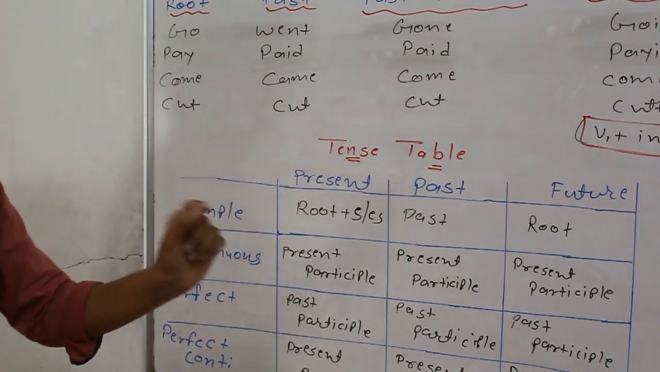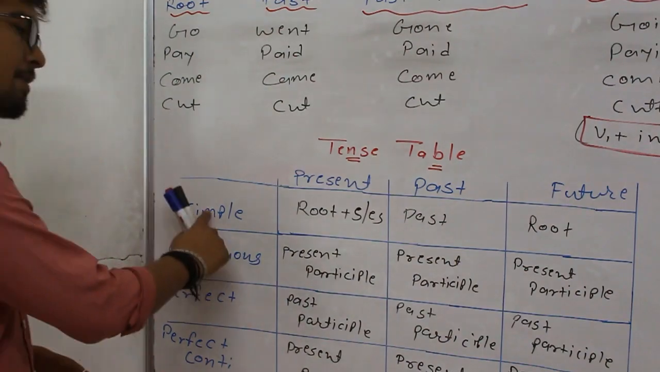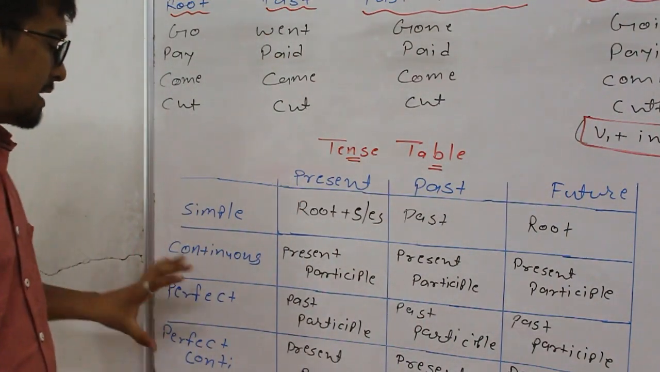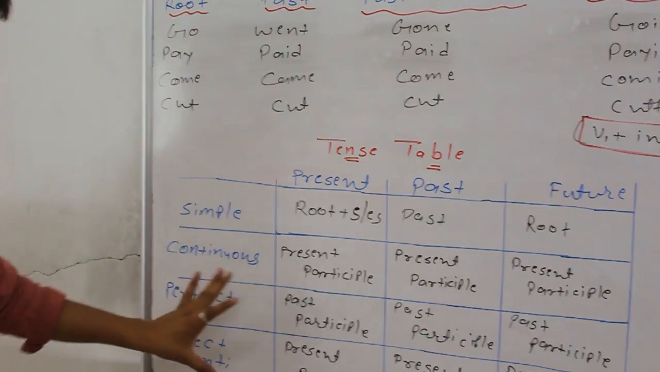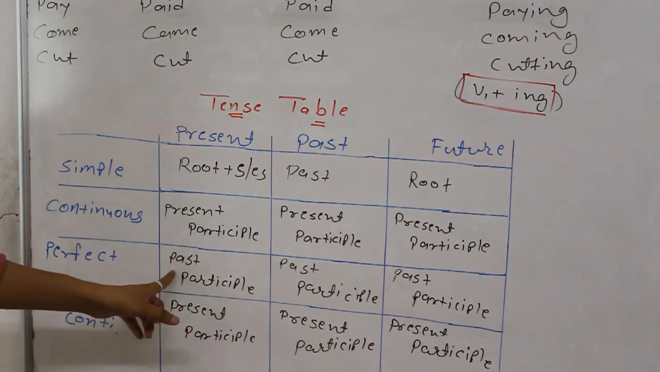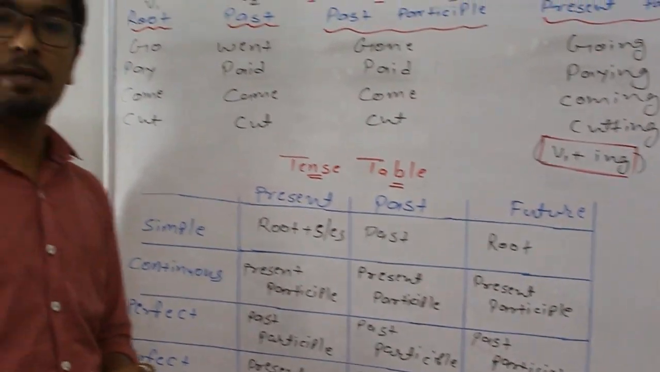So there is only one place to use the past form, and there are two places to use the root form, which are simple present tense and simple future tense. Apart from that, if there is any continuous sentence, then we will always use present participle. If there is a perfect sentence, then we will always use past participle. So I hope you have understood this.